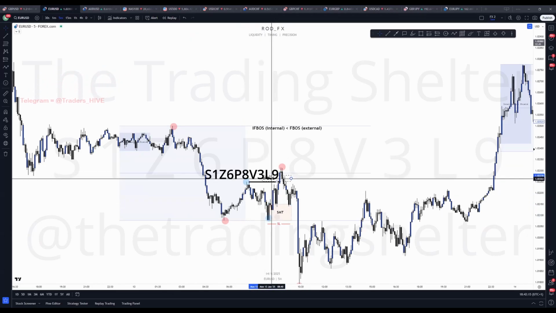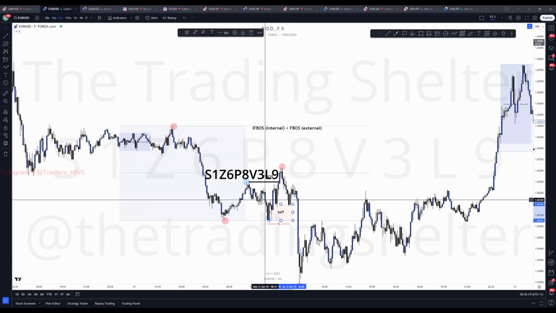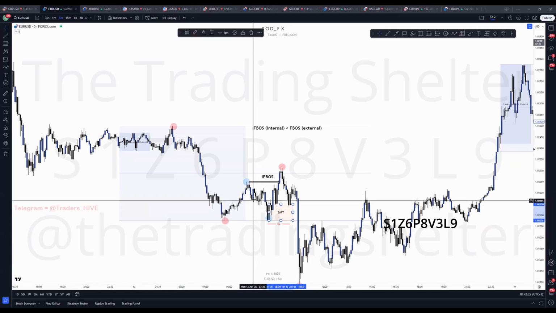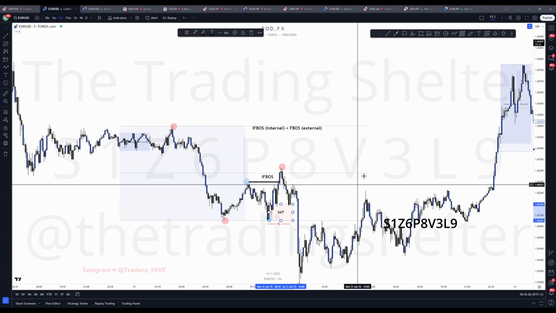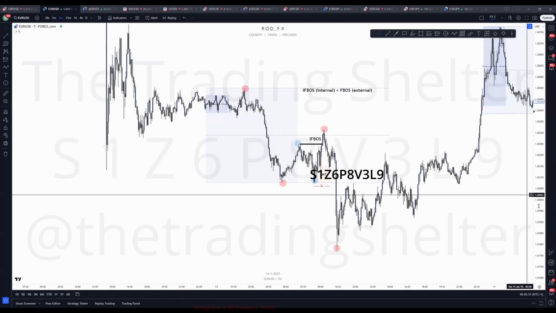But the FBOS, it doesn't matter if it's for SMC traders or for anybody else, a structural shift is relevant for a lot of retail traders. Let's continue.